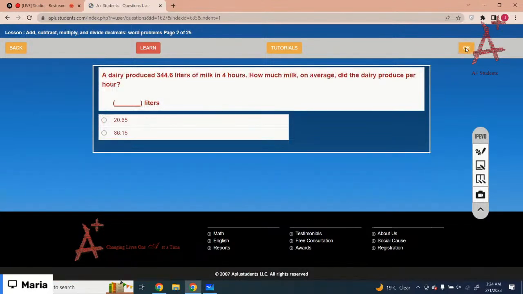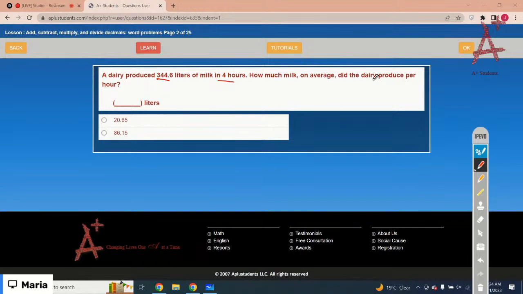Okay, the next one is: a dairy produced 344.6 liters of milk in 4 hours. Got it? 344.6 liters in 4 hours. How much milk on average did the dairy produce per hour? So you have to calculate the value in 1 hour. Got it? That means you're given 344.6 liters in 4 hours. You have to calculate the value for 1 hour. So basically you have to divide 344.6 by 4. Got it?